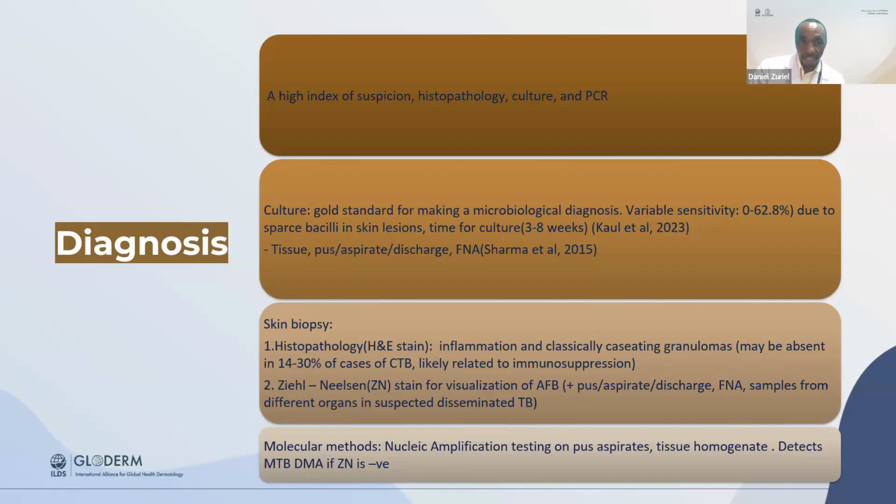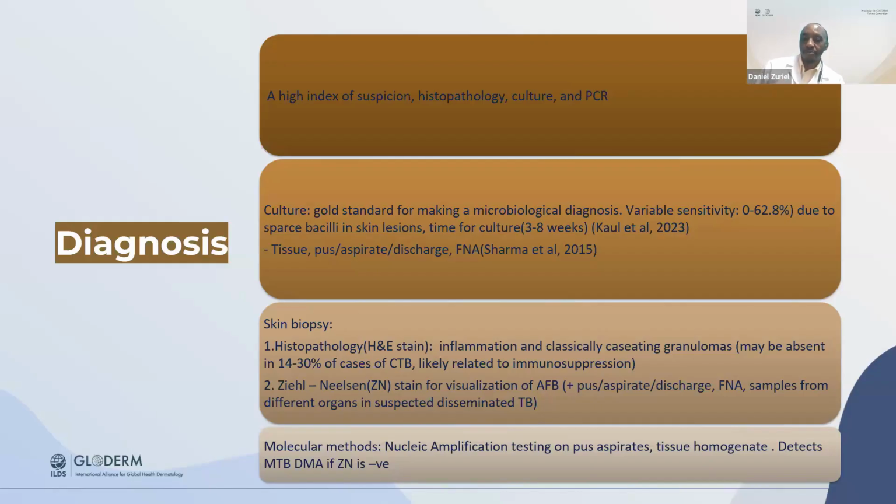Skin biopsy is very important morphologically. We start by doing the routine H&E, and we look at the pattern of the inflammation. Classically, we are looking for caseating granulomas, which could be absent in up to 30% of cases of cutaneous TB.